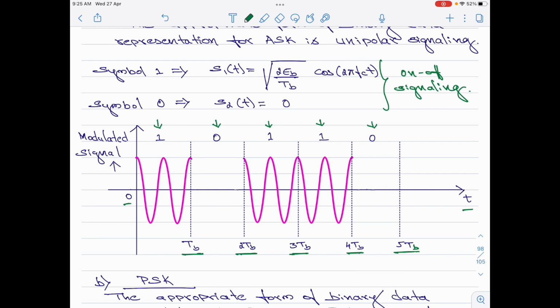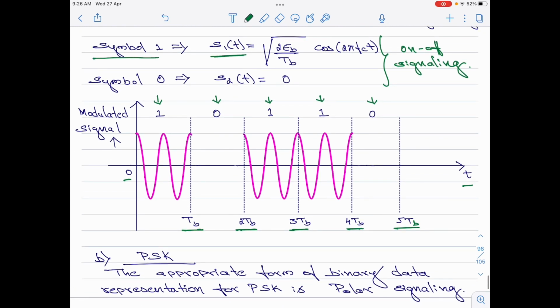The first bit is 1. So, we come back to the equations for symbol 1. Symbol 1 is represented by S1 of t and S1 of t is given as square root of 2 EB by TB cos 2 pi FCT. So, in simple words, I am supposed to now transmit the carrier signal with a given amplitude given by square root of 2 EB by TB. Now, that is what is shown here for the first bit interval. You see, I am starting with the cos signal here and I have shown the same for 2 cycles. I have assumed that over 1 bit interval, there will be 2 cycles of the carrier wave being transmitted.